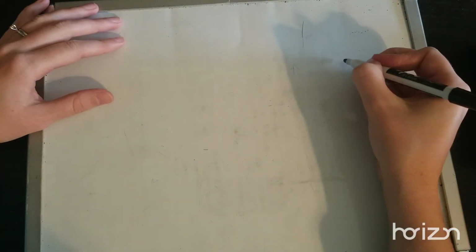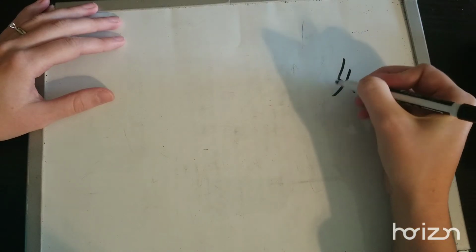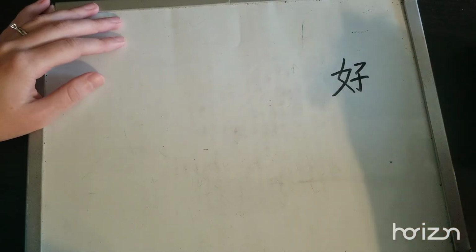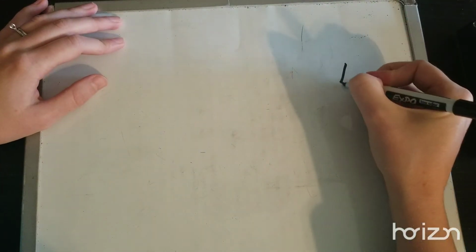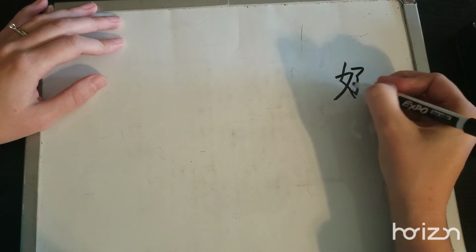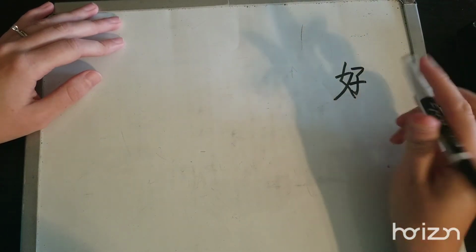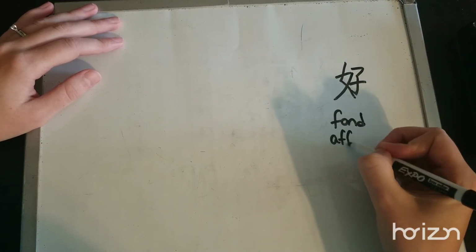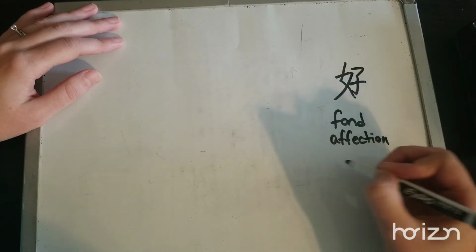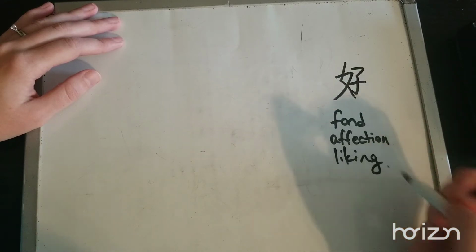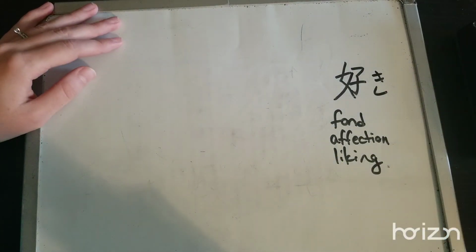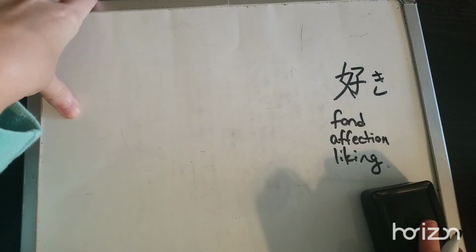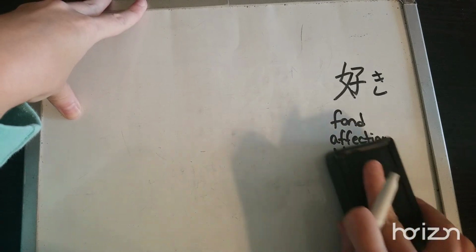You can combine a squished up version of mother with a squished up version of child to get the kanji for fond, affection, liking. And we throw a little ki after it and we get suki. Suki. So a picture of a mother with a child is the kanji for affection. Suki.